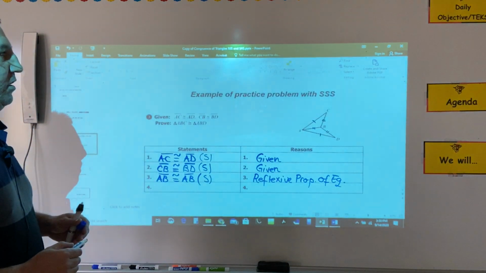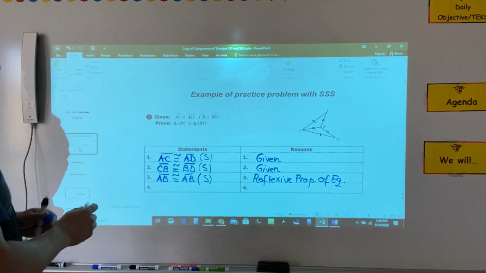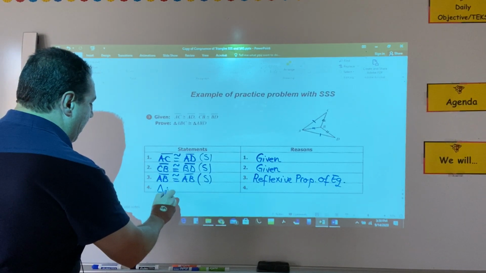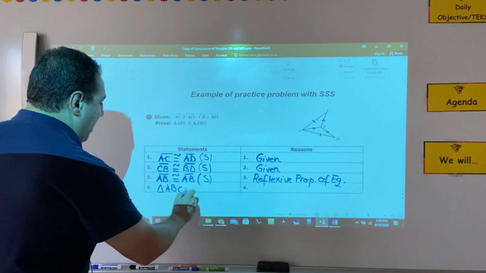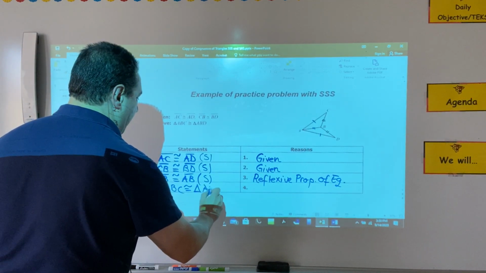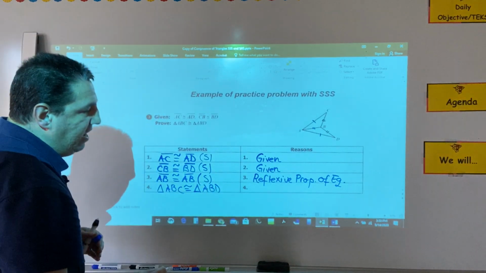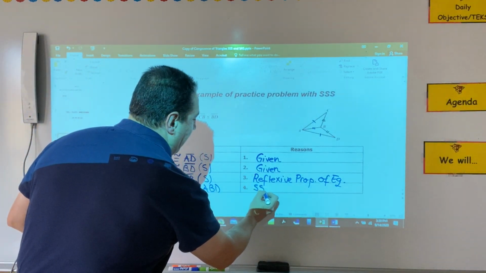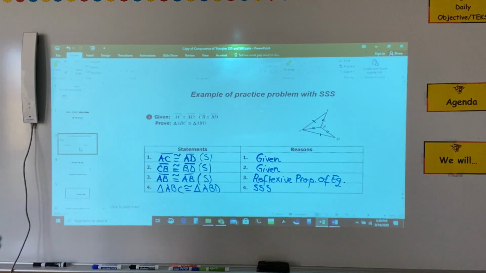That's the third pair of sides. So, we can conclude triangle ABC is congruent to triangle ABD by SSS. Good.